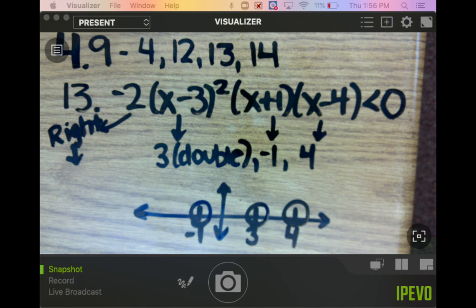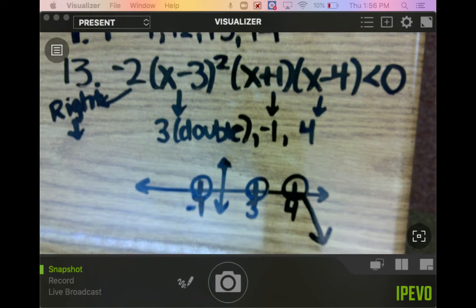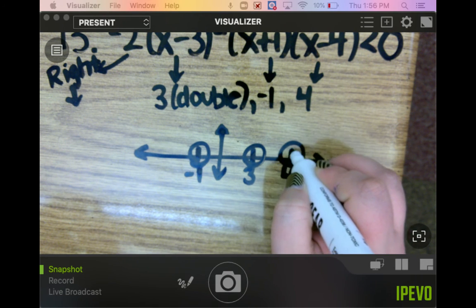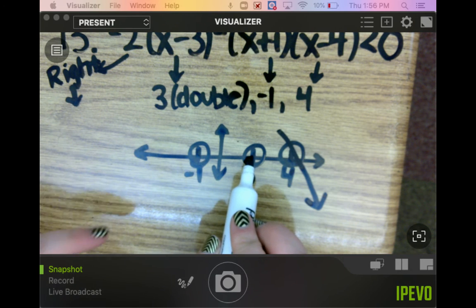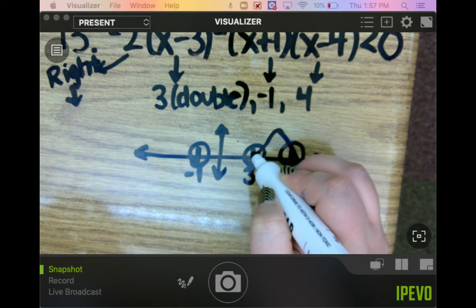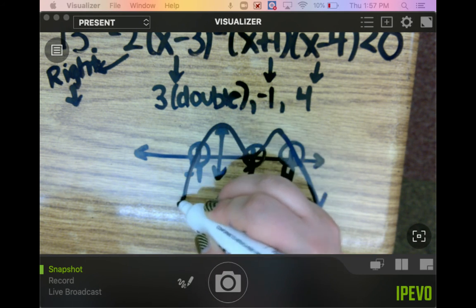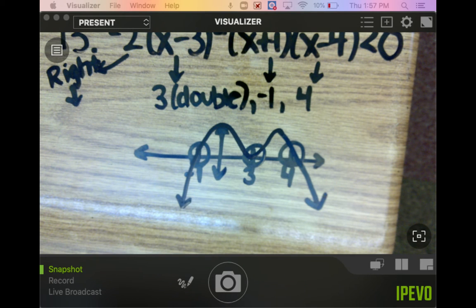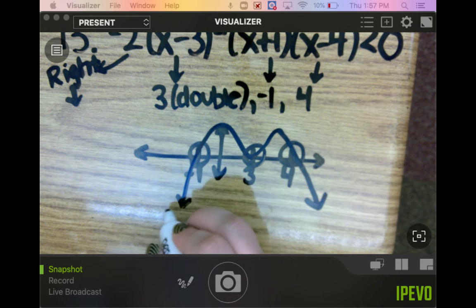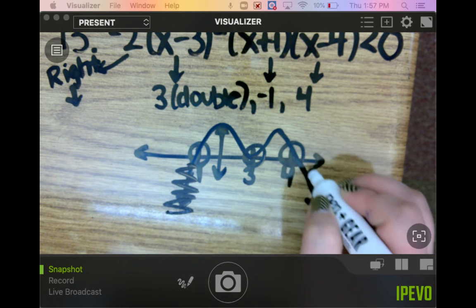And then the right side is going to go down this time because of that -2 in front that I said over here. And then it's going to go straight through this one. But when it gets to the 3, because it's a double, it's going to bounce. So when it gets down there, it's going to go right back up, but then it'll cross through the last one. Since this one is also less than 0, you want the parts that go below, which are right there.